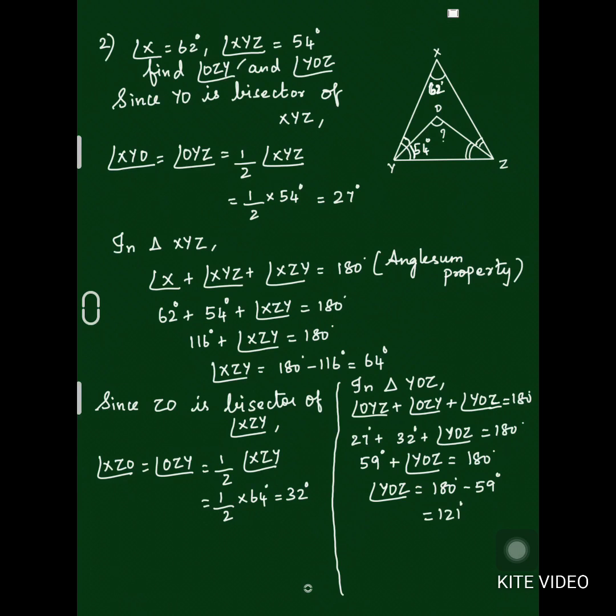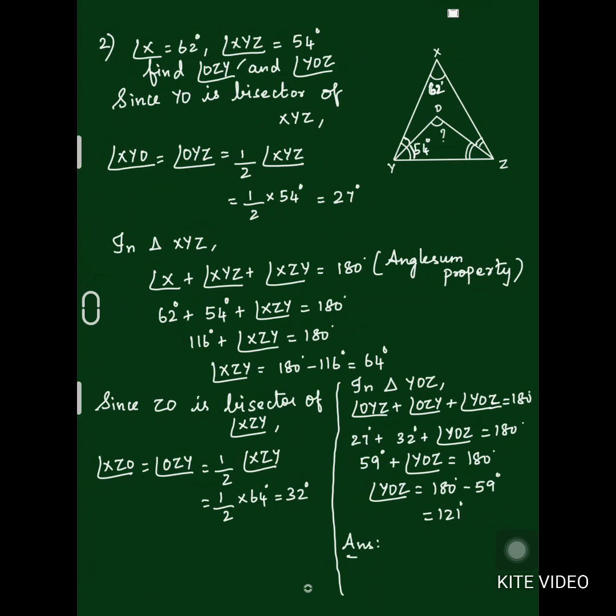So what we did? We found the angle XZY using angle sum property. Since we know the two angles of the triangle, we found the third angle using angle sum property. And OY is a bisector of this angle XYZ, so we found XYO and OYZ angle as 27 degree. Similarly, ZO is the bisector of angle XZY, so we found XZO and OZY as 32 degree. Since we know angle OYZ and OZY, we found the angle YOZ using angle sum property.